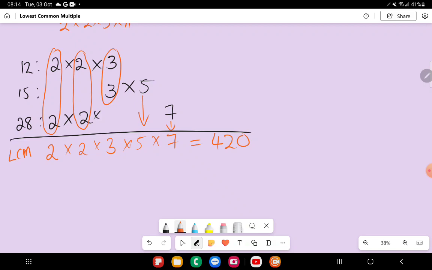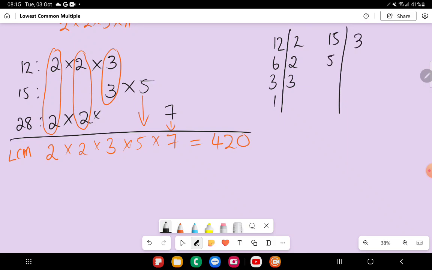If I did it using the ladder method, I could say 12 is 2, which gives me 6, 2, which gives me 3, 3, which gives me 1. 15 is 3, 5, 5, 1. And then 28 is 2, 14, 2, 7, 7, 1.